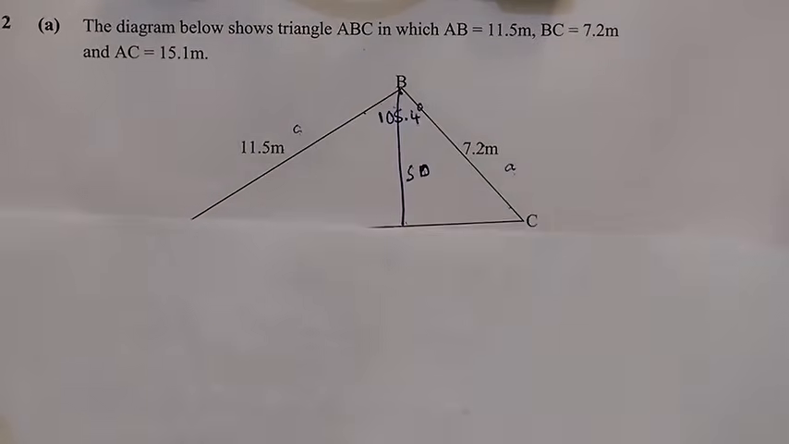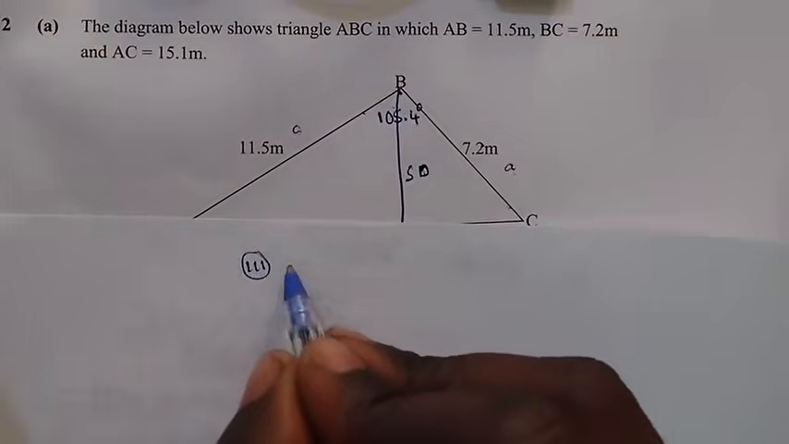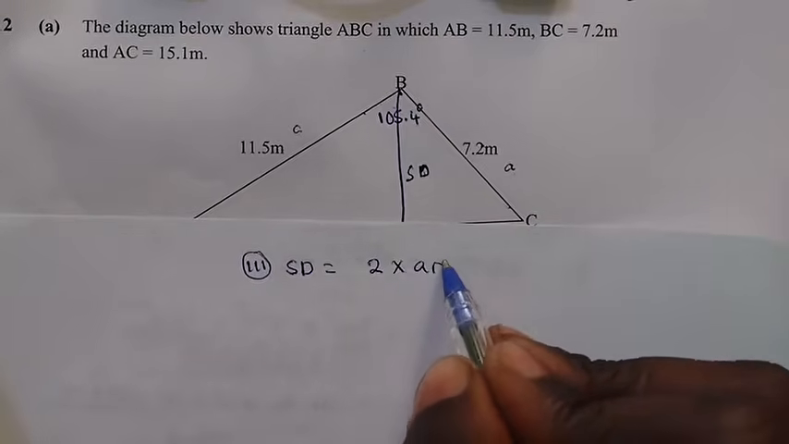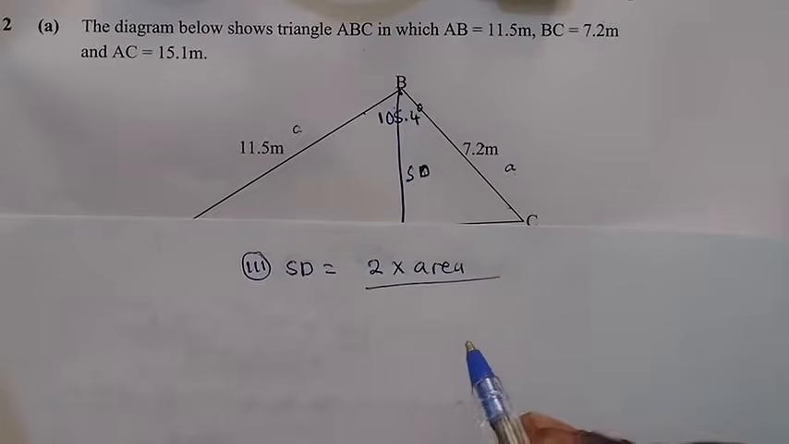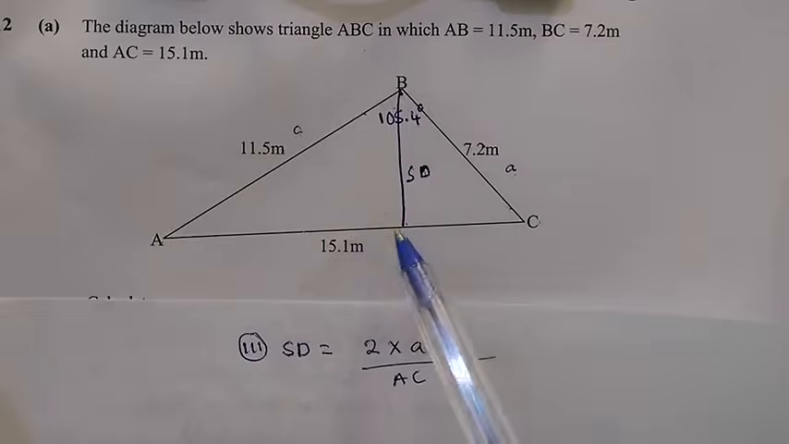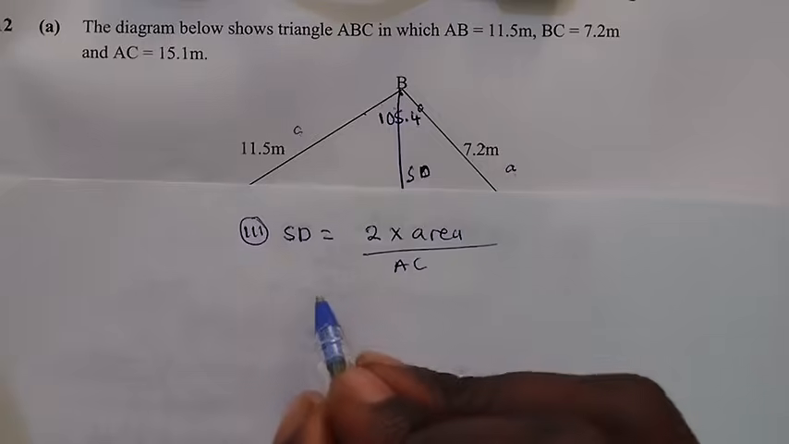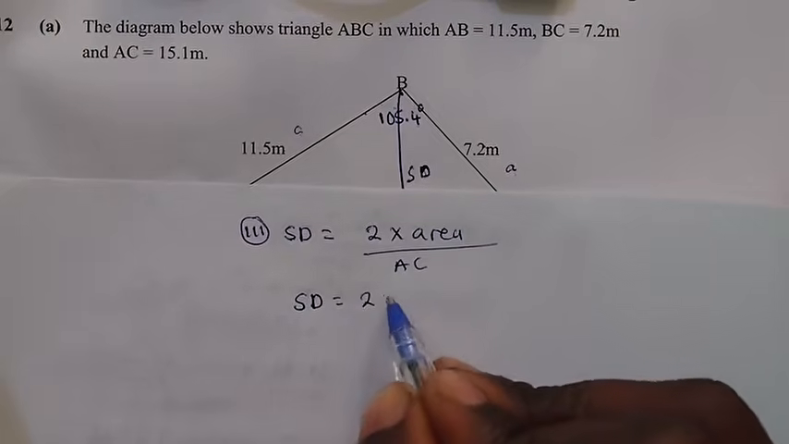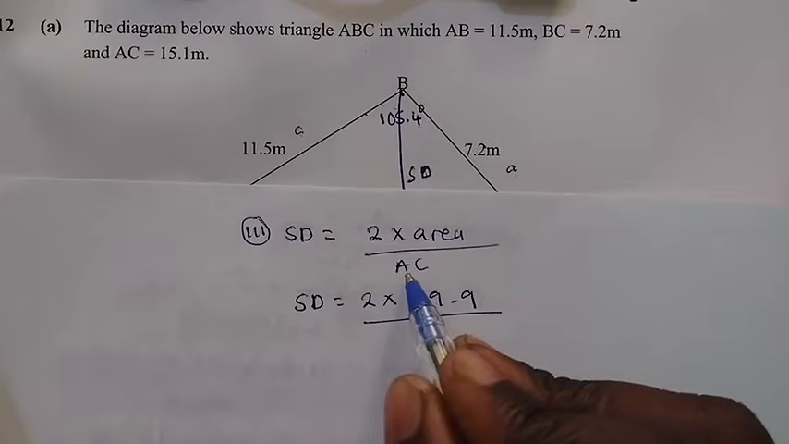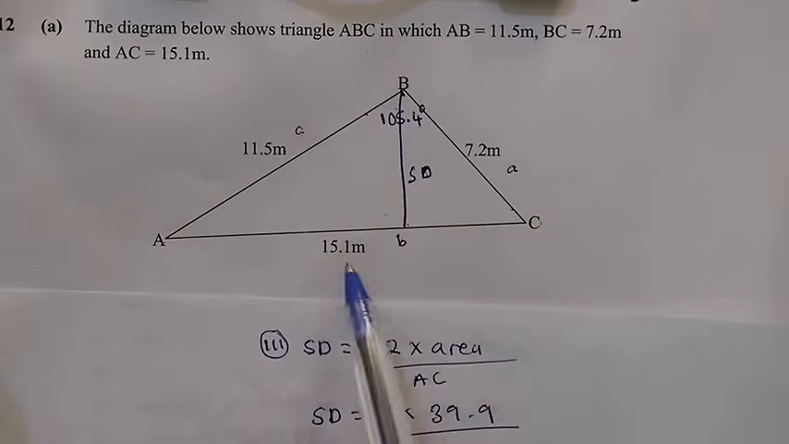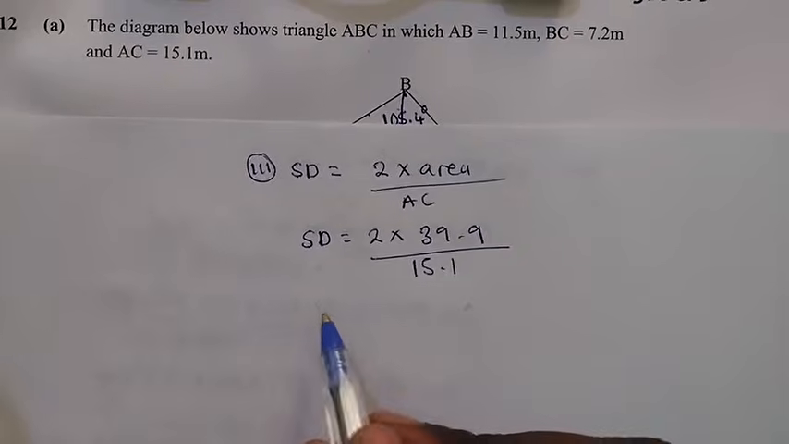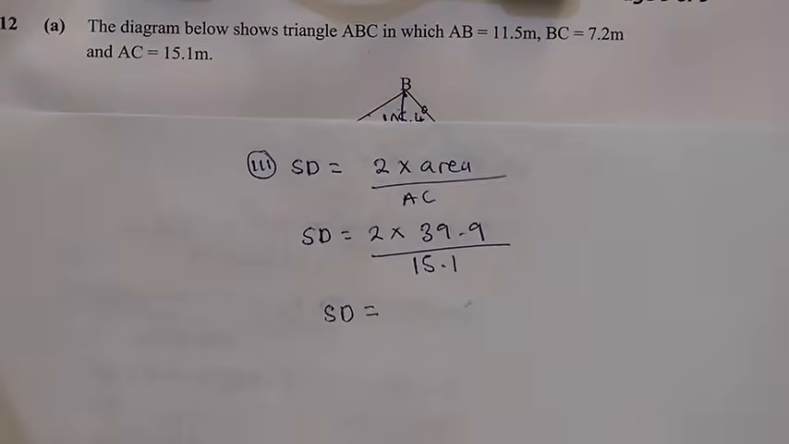Okay, so to find the shortest distance for Roman numeral 3, you say shortest distance is equal to, we are going to get this formula, 2 times the area that you have found divided by the length of AC. So the length of AC, where this line is coming to. Okay, so from here we're just going to substitute. Shortest distance is equal to 2 times our area 39.9 divided by our AC. Our AC is 15.1. So from here we can say SD equal to, okay?